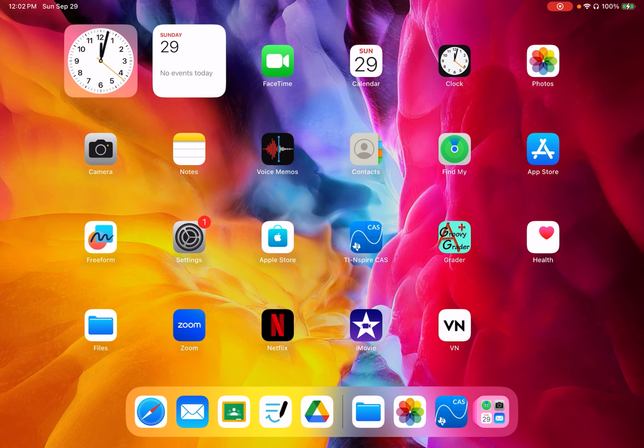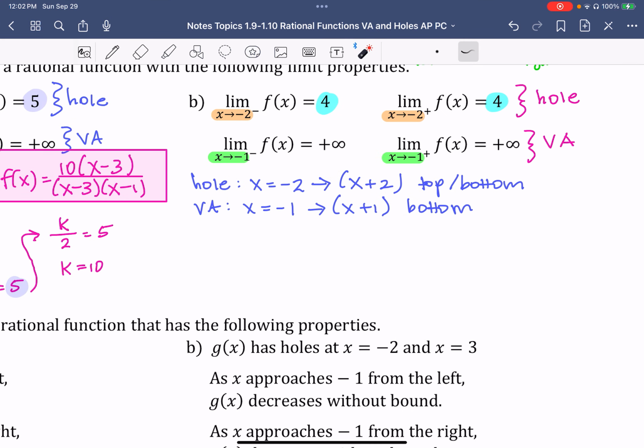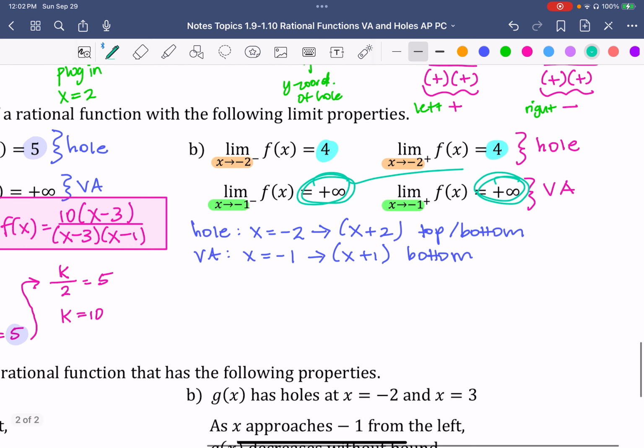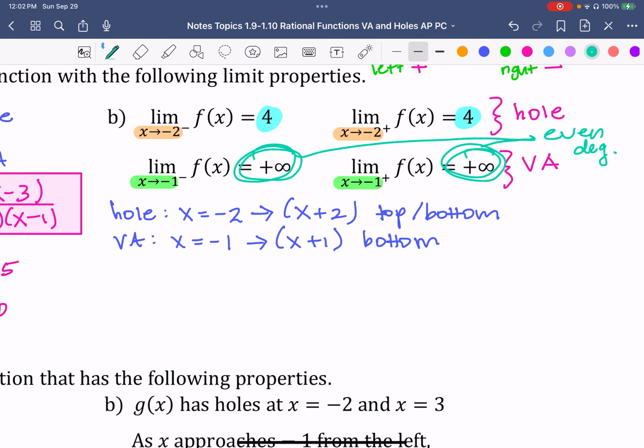Okay, so back to the notes. Because both of these are going up to positive infinity, I know that this vertical asymptote needs to have an even degree. If it has an odd degree, then they would be going in opposite directions. But because they have the same direction, I need to make this an even degree. So this factor of x plus 1, I'm going to add a power of 2 on it. It could be anything you want. You could do the power of 4, the power of 6. I'm just going to do squared to keep it easy.